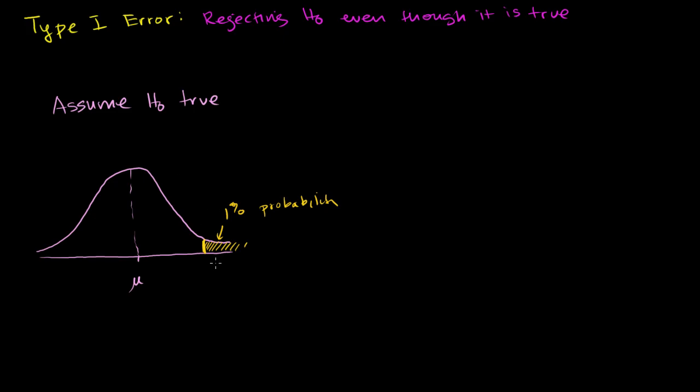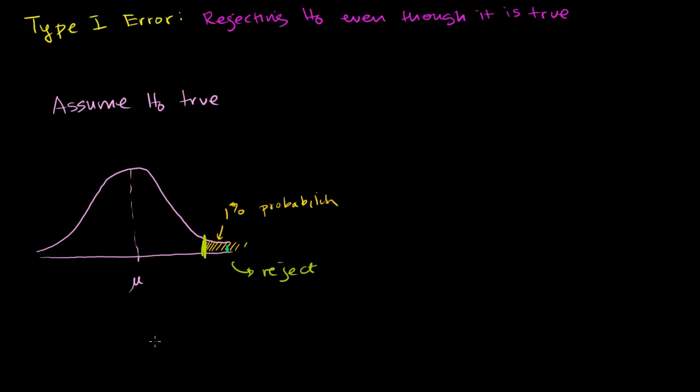Actually, let's think of it this way. Let's say that 1% is our threshold. We say, look, we're going to assume that the null hypothesis is true. There's some threshold that if we get a value any more extreme than that value, there's less than a 1% chance of that happening. So let's say we're looking at sample means, and we get a sample mean that is way out here. We say, well, there's a less than 1% chance of that happening, given that the null hypothesis is true. So we are going to reject the null hypothesis.